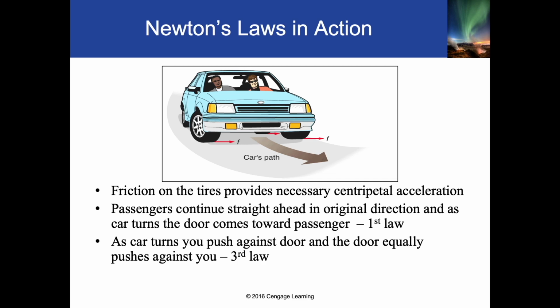to the left. The car is turning to the left, right? So passengers continue to go straight ahead in the original direction, right? As the car turns, the door comes toward the passenger. Which is the first law, right? The car turns, and you push against the door, but in congruence with the third law, the door actually pushes against you equally, right? That's why the door is able to stop you.